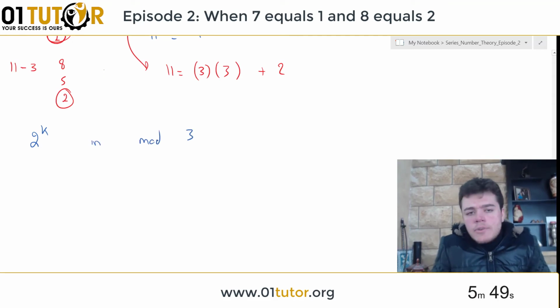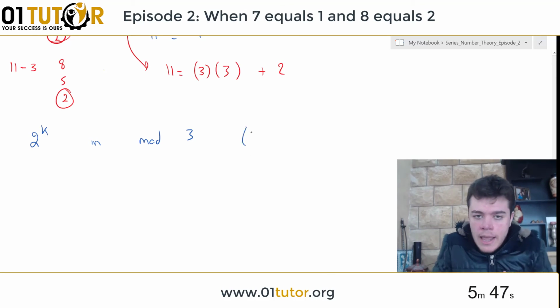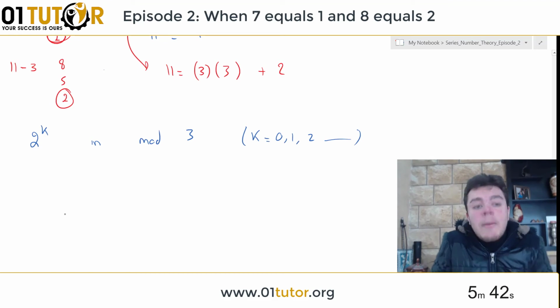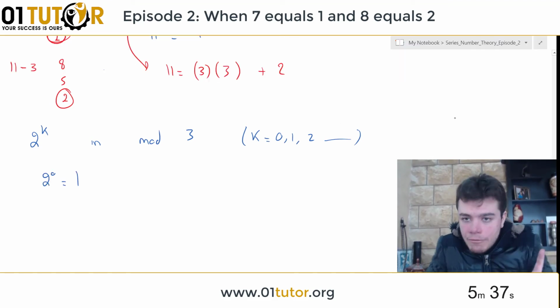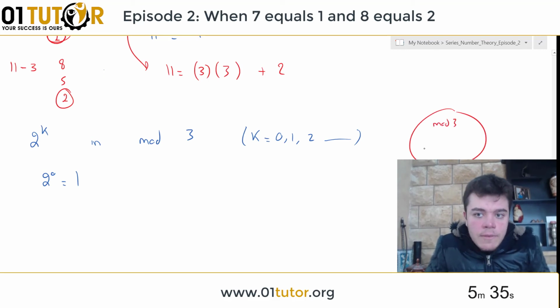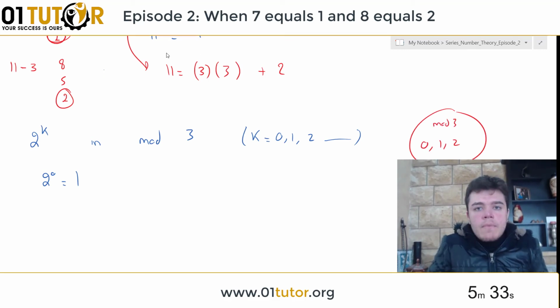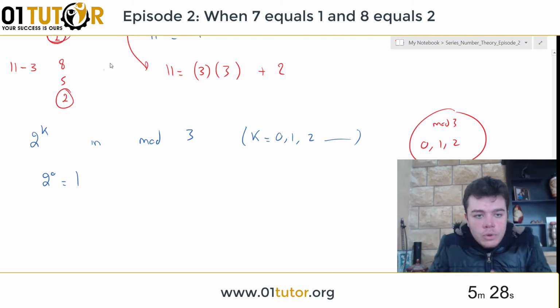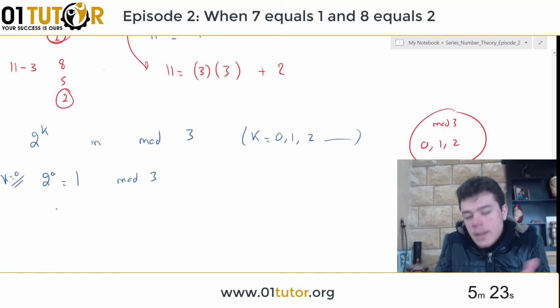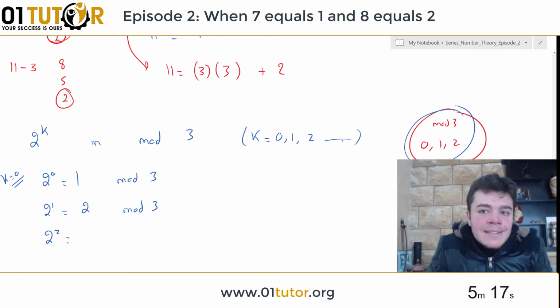Very simple example. I'm trying to find what 2 to the power k is for k equal to 0, 1, 2, etc. in modulo 3. Look what's going to happen. We know that the only possible values in mod 3 are either 0, 1, or 2. So any number greater than 2 can only be 0, 1, or 2. So 2 to the power 0 is 1 mod 3. Now 2 to the power 1 is 2 mod 3. 2 to the power 2 is 4, but 4 cannot exist in mod 3.